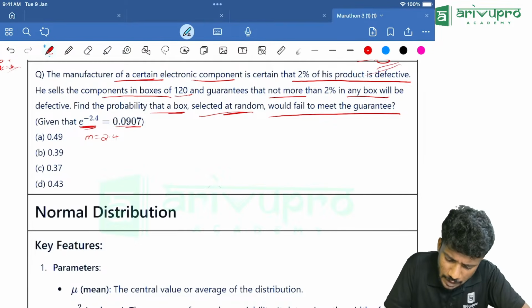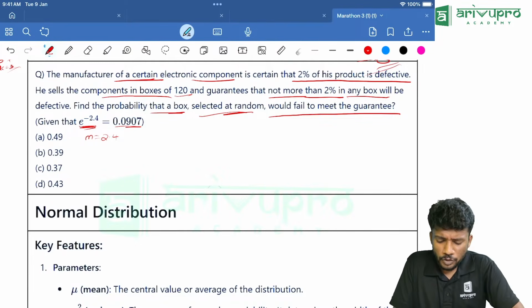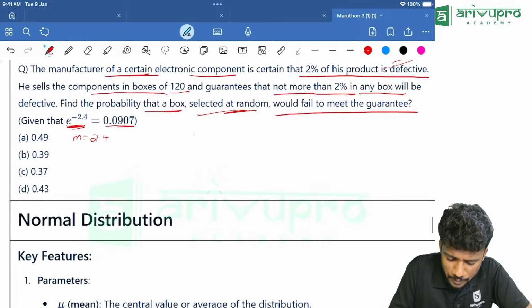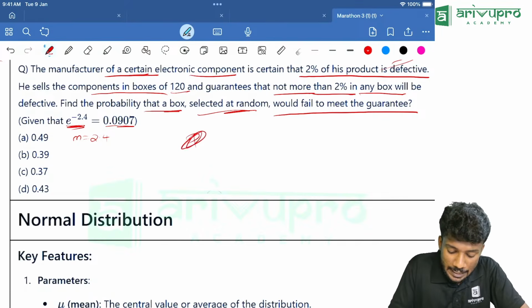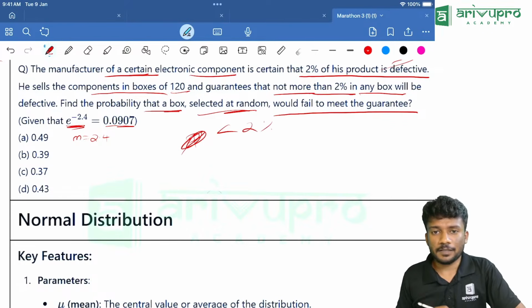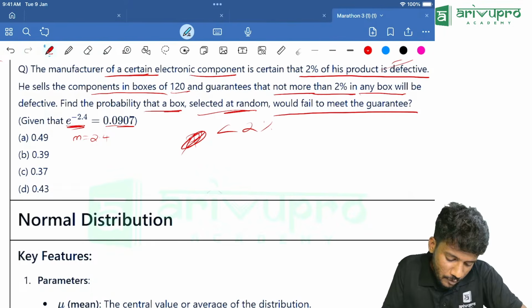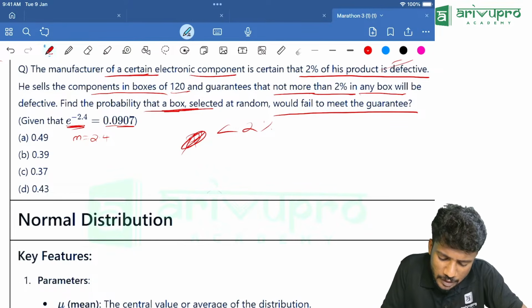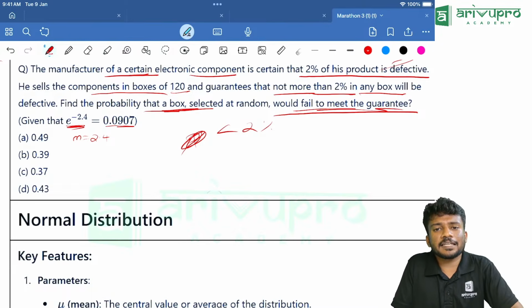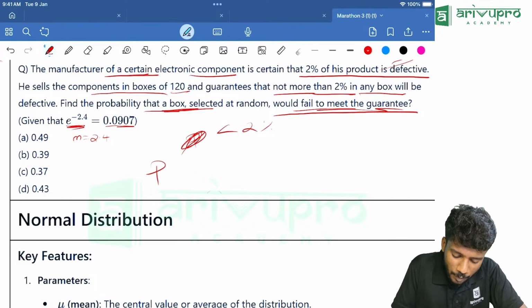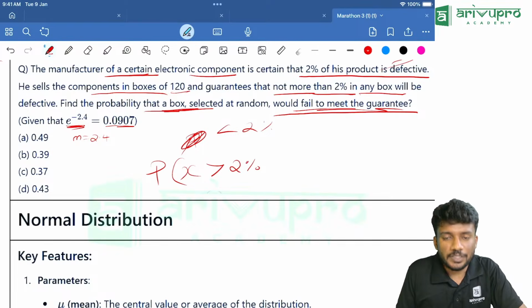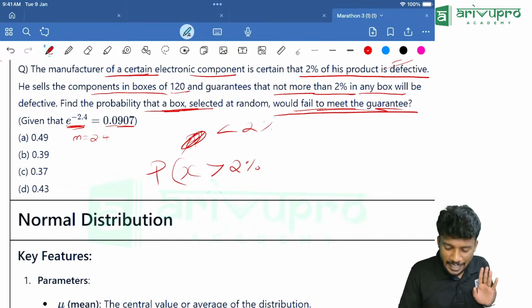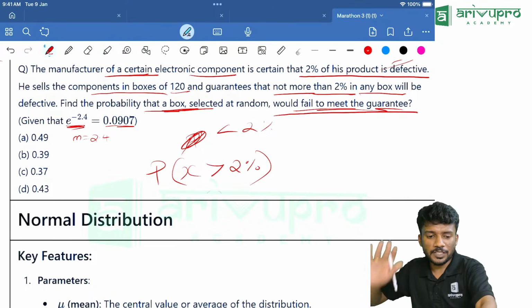Now people, here the guarantee is not more than 2%. What is the guarantee now? We have a guarantee that is not more than 2%. That means less than 2% is the guarantee. Now the question is: find the probability that a box selected at random would fail to meet the guarantee. So how will you write the probability? Probability of x should be greater than 2%. Am I correct? Anyone having a doubt? Please ask me. This is your moment.